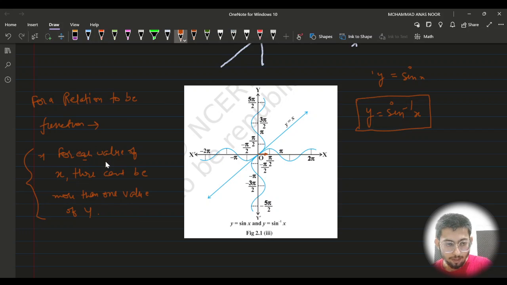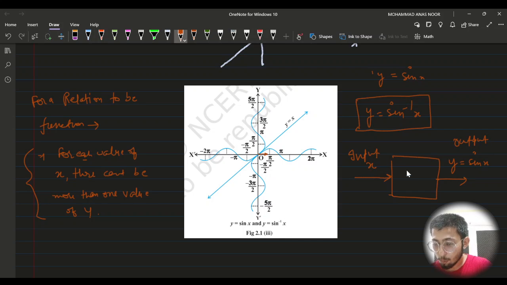Since a function is a generator, you put in something, you get an output. So y equals sine x is a function, right? If you give the input x, you get an output y, which is sine of x. It processes it. This is the box of the sine x function. If you put in x here, you get sine x, which is the output y.